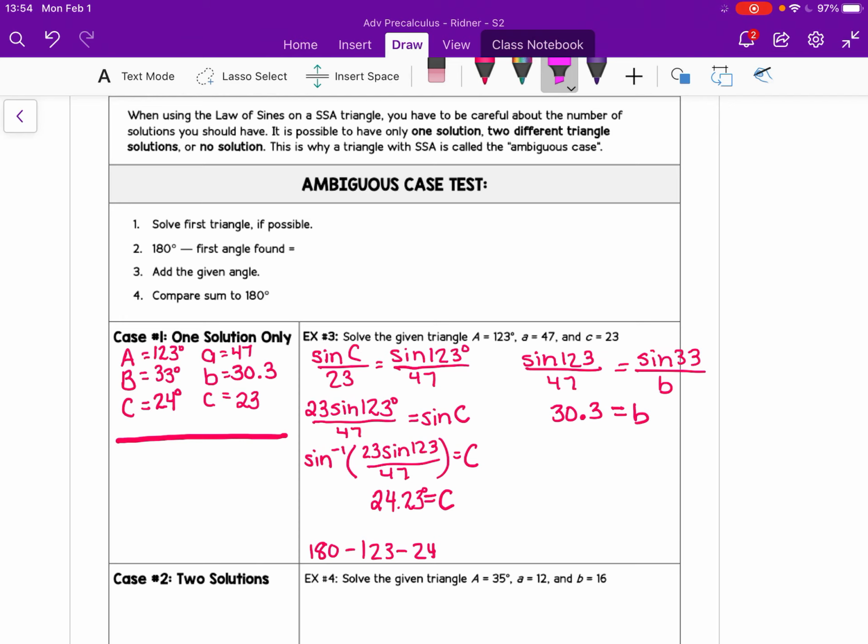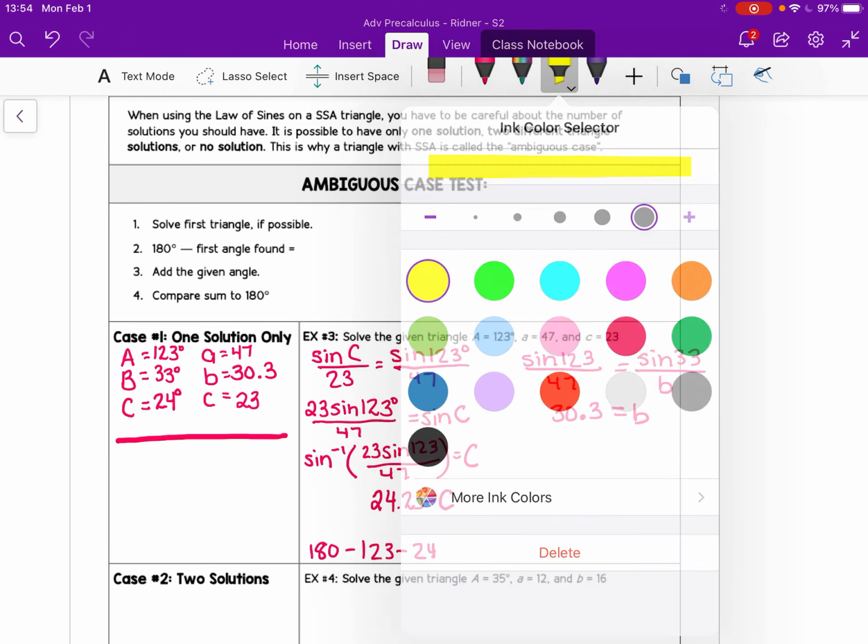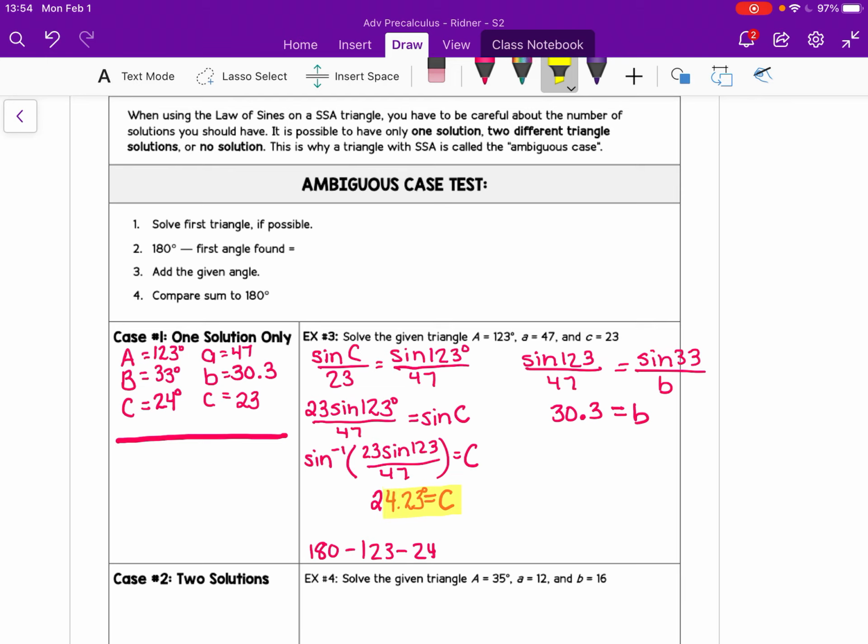All right. Now, here's how I see if there's a second triangle. What was the very first thing I found? So this is why organization matters. What did you find first? This is what I found first. Okay. So here's how I test for a second triangle. 180 minus 24. That means that if I had a second triangle, then my other C would be 156 degrees.